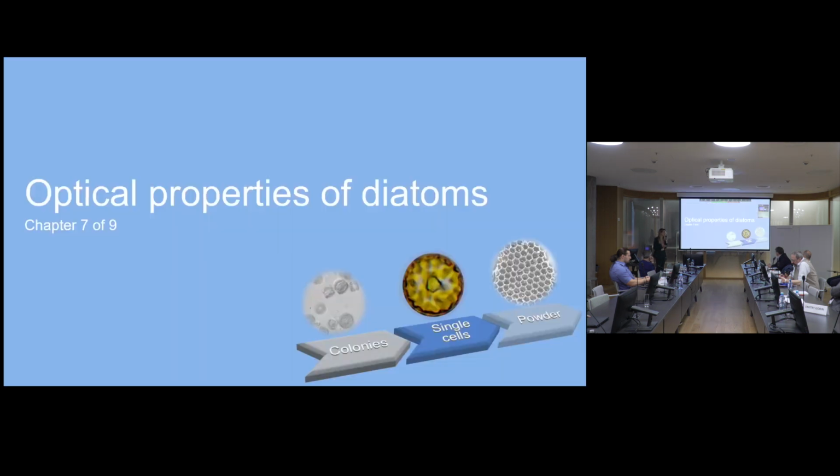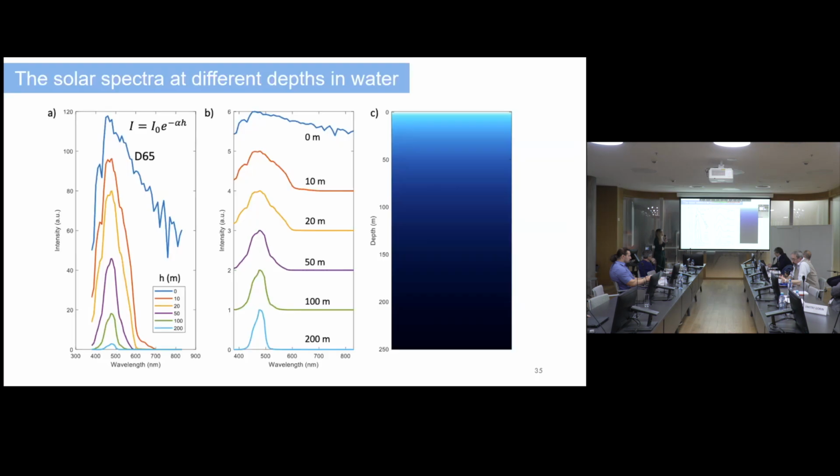Let me now move to the optical properties of diatoms. So we are still at this single cell level. Before showing you some results of numerical calculations, I wanted to provide some context to better understand what happens when light propagates in water. Diatoms are phototrophic organisms, which means they need light for their proper growth and well-being. They live in aquatic environments at different depths.